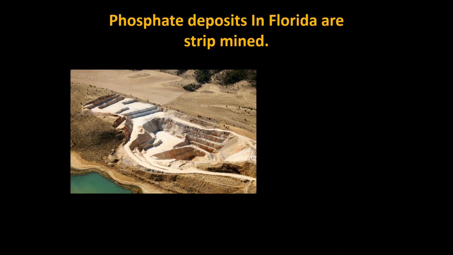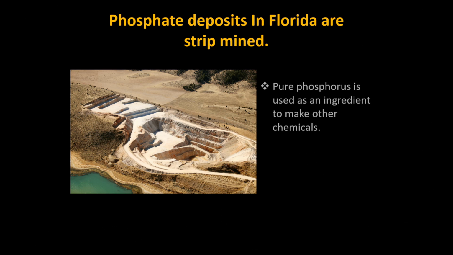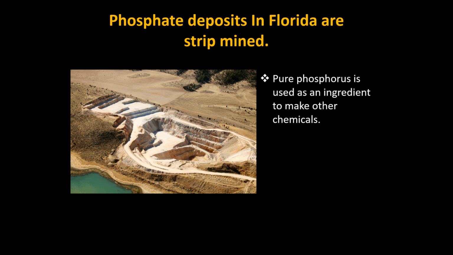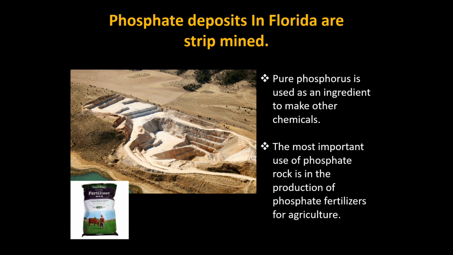One of the reasons why these phosphate deposits in Florida are environmentally problematic is because they are strip mined. Pure phosphorus is used as an ingredient to make other chemicals. The most important use of phosphate rock is in the production of phosphate fertilizers for agriculture.